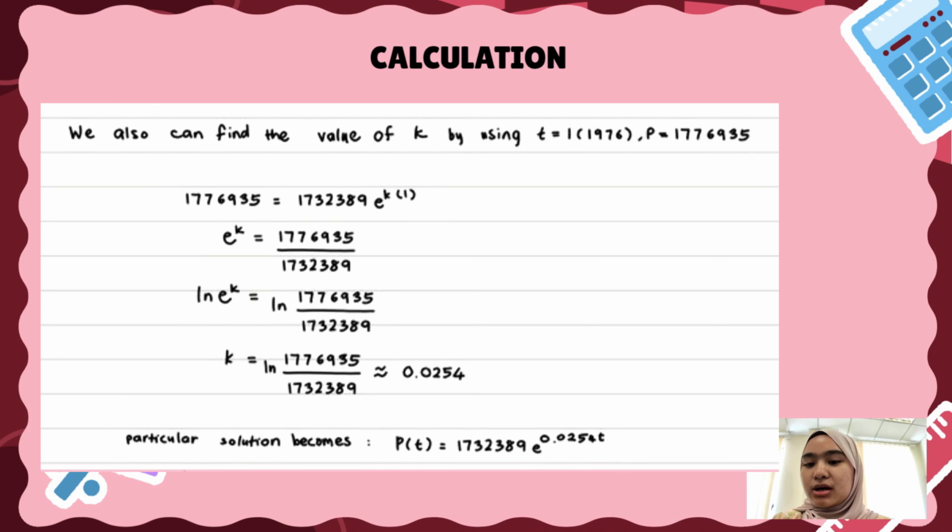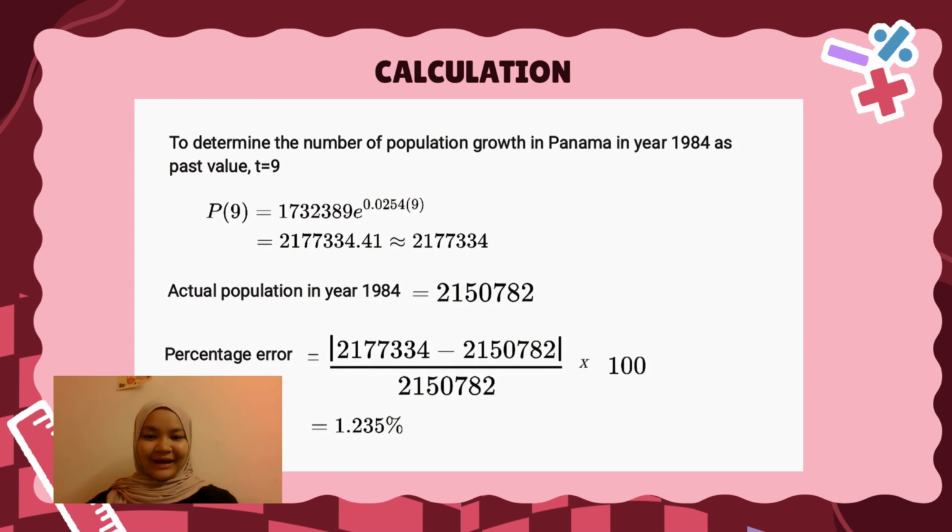So by looking at the table, we can get the estimated populations by using our particular solution, where we need to plug in t equals 0, 1, 2, and so on until 19 to get the estimated population for each year. Hi, I am Nur Nazifa.